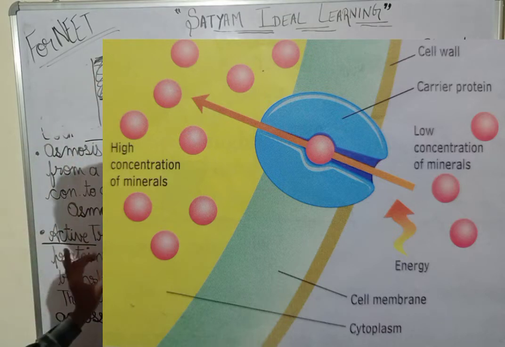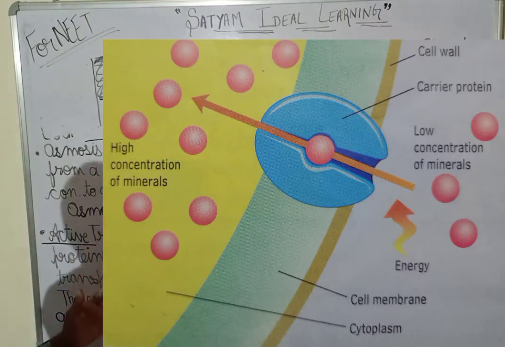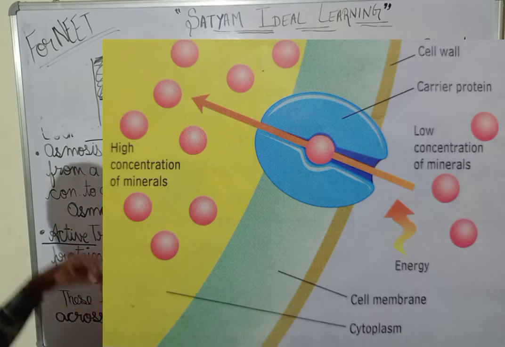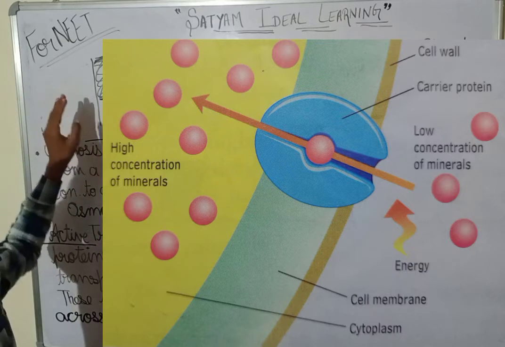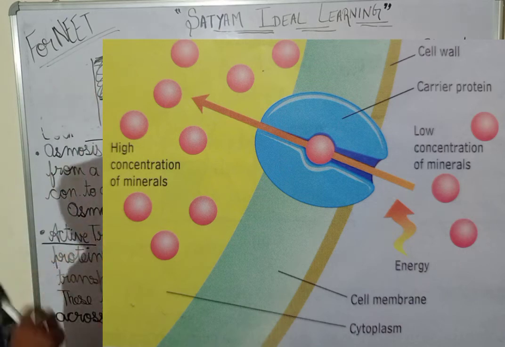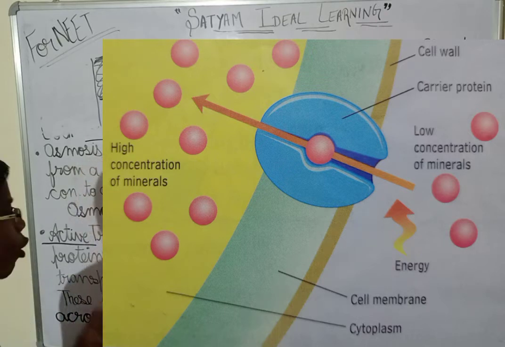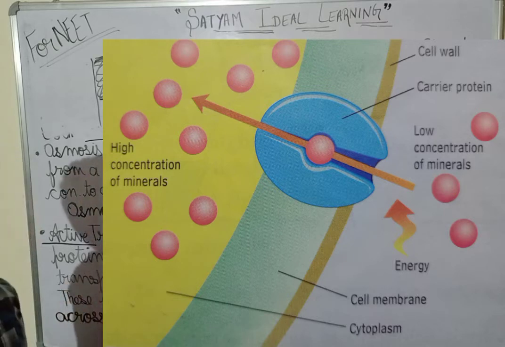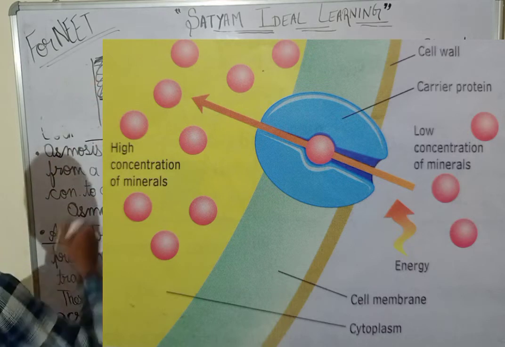And in this kind of active transport, it does not matter how the concentration is, which means that higher concentration and lower concentration doesn't matter in this case. So if the root has a higher concentration and the soil has a lower concentration, in active transport it doesn't matter, whatever the concentration may be, because in this kind of transport there is an expenditure of energy. Now in this cell membrane only there is a carrier protein.